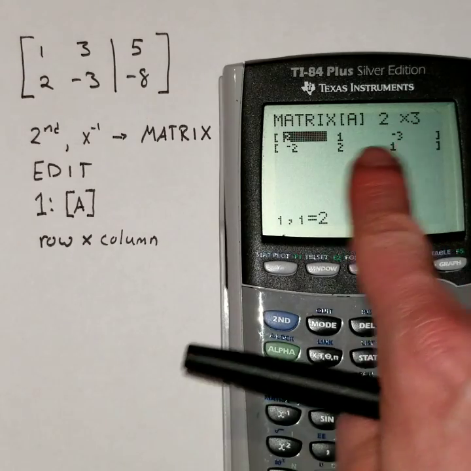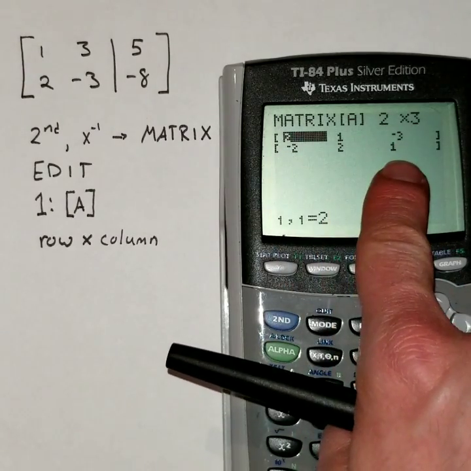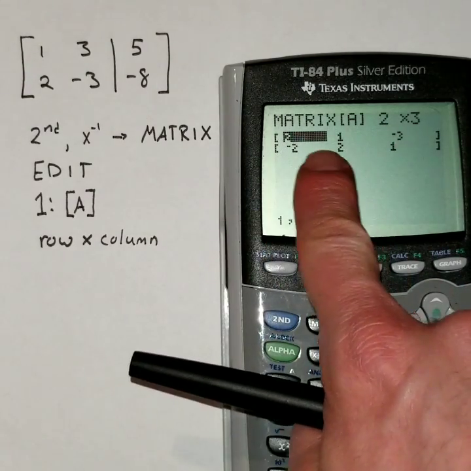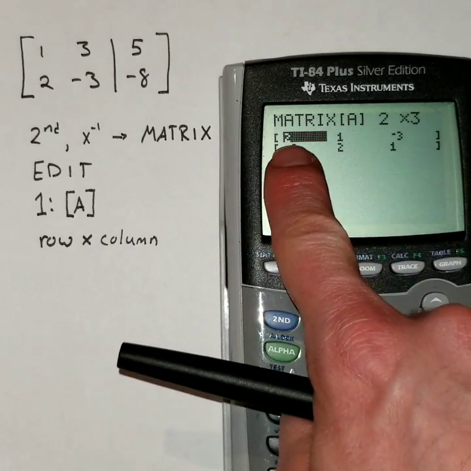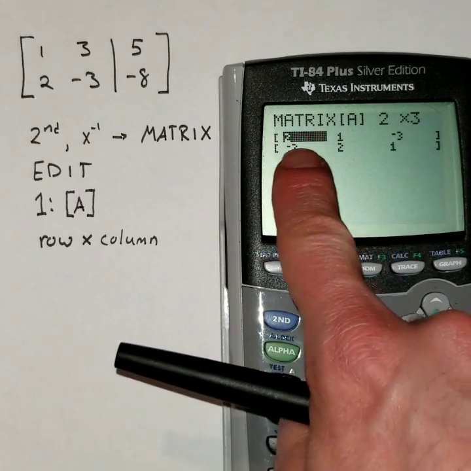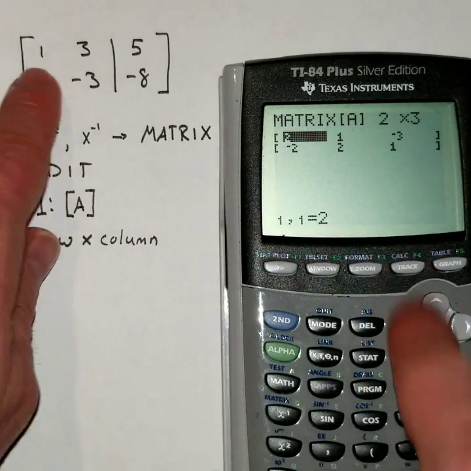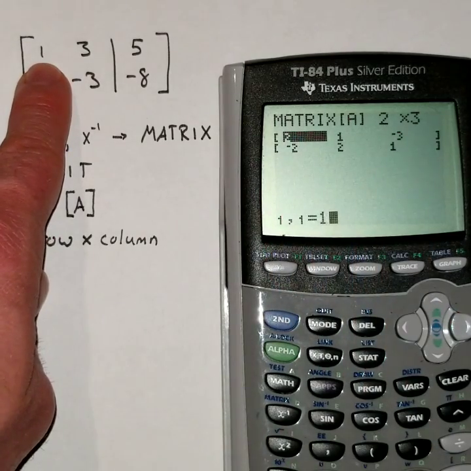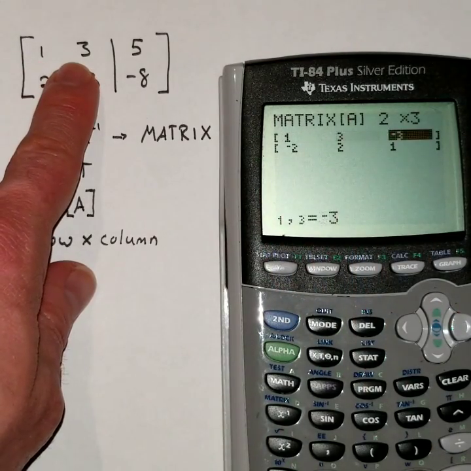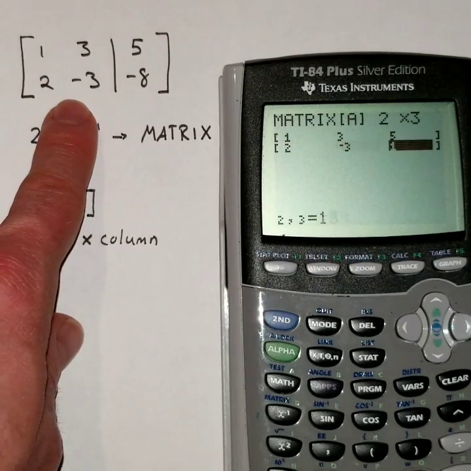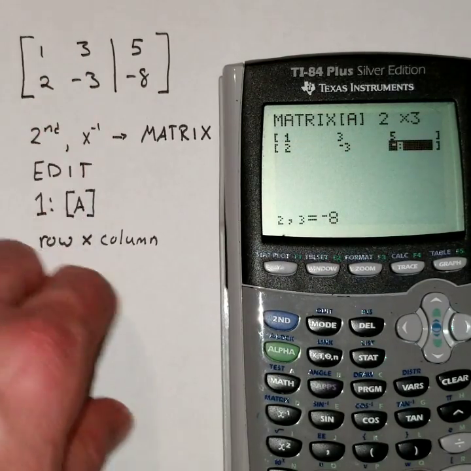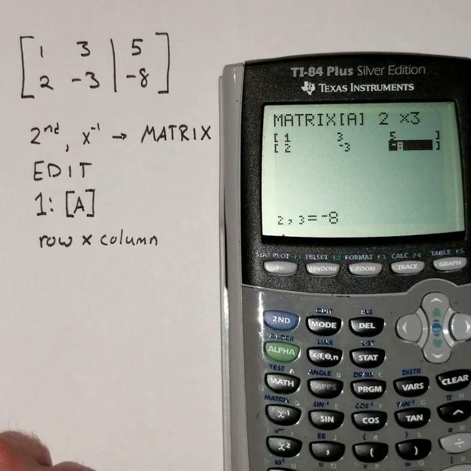And when you enter 2 by 3, now yours probably won't have these numbers in here. This is just an old matrix that I've had in there. But you'll get the right number of rows and columns once you enter it in. Then you just type over top of all these entries. So I want 1, enter, 3, enter, 5, enter, 2, enter, negative 3, enter, negative 8, enter. And now I've got my matrix entered.